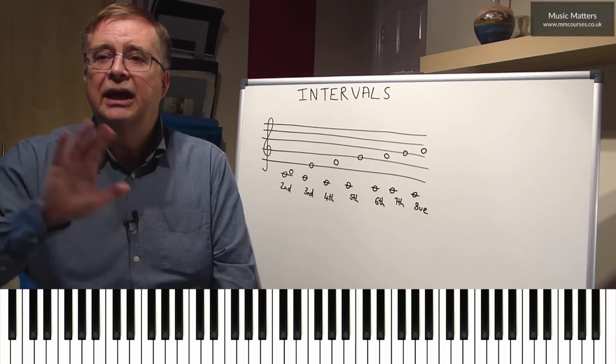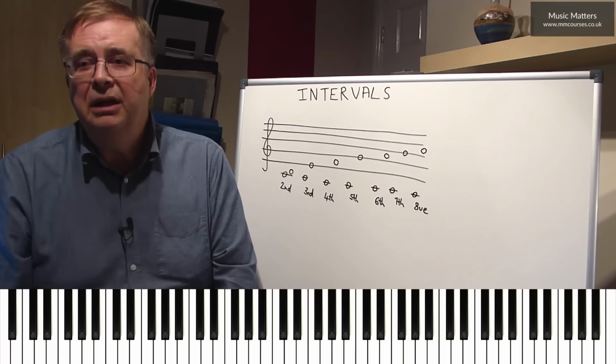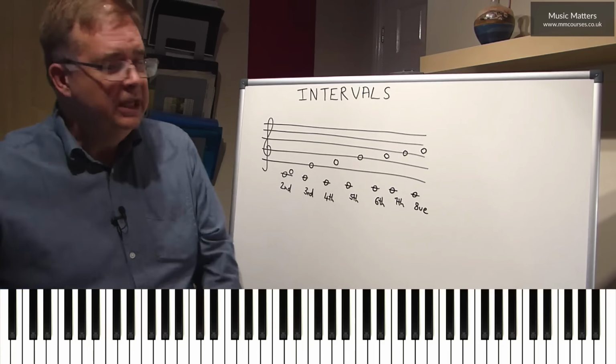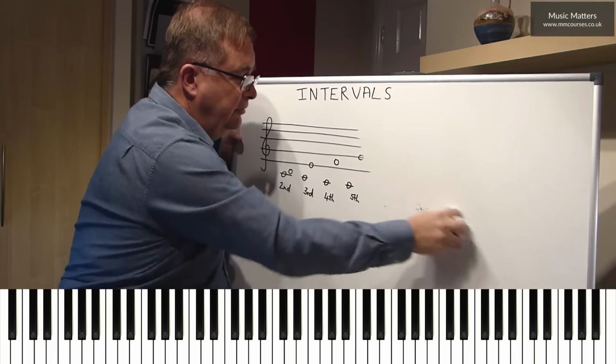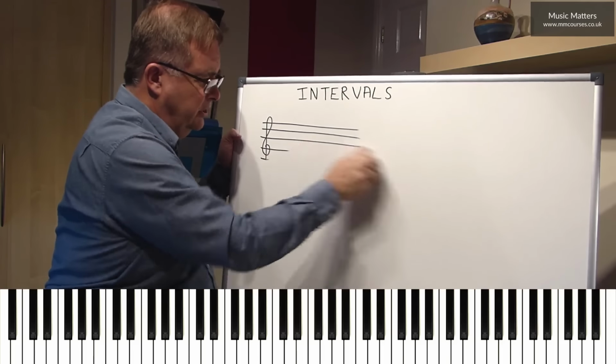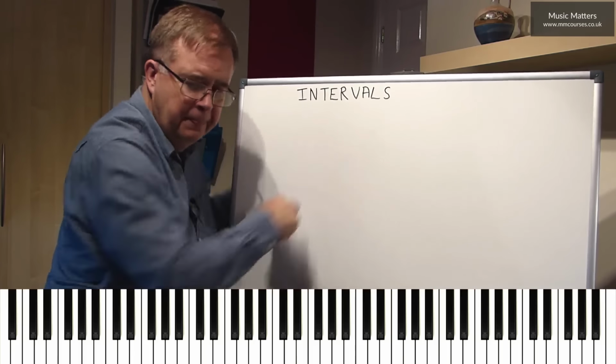If they sound together, it's a harmonic interval. If they sound one after the other, it's a melodic interval. So that's dealt with that corner, and it's dealt with the numbering of intervals, which is quite important to know about when it comes to actually singing these things.